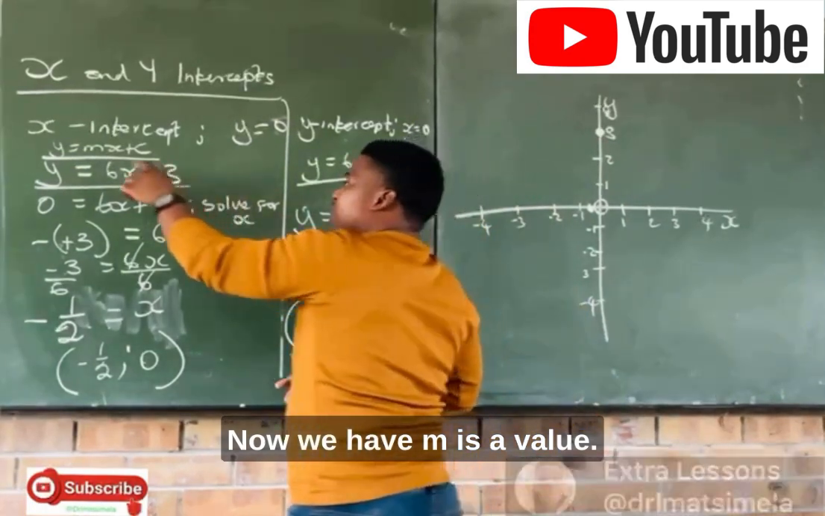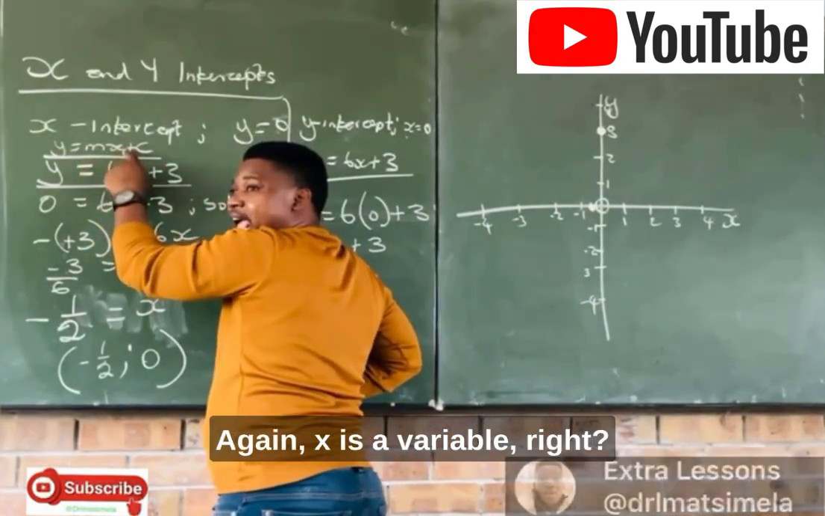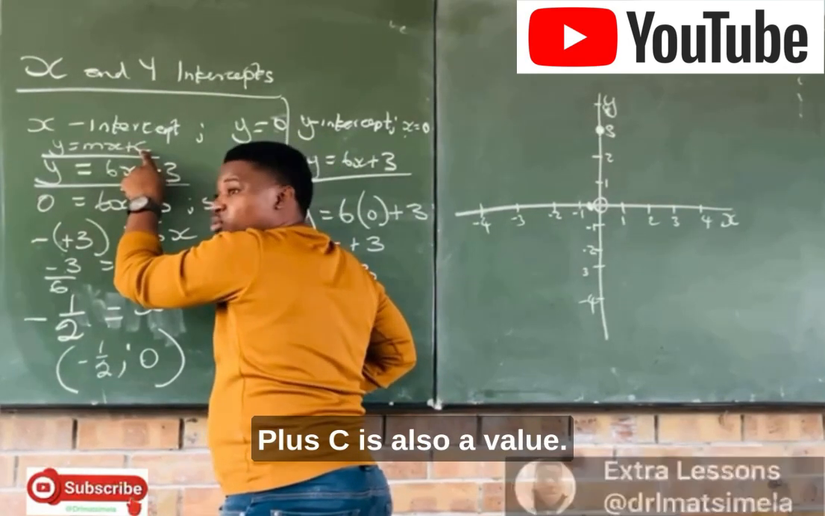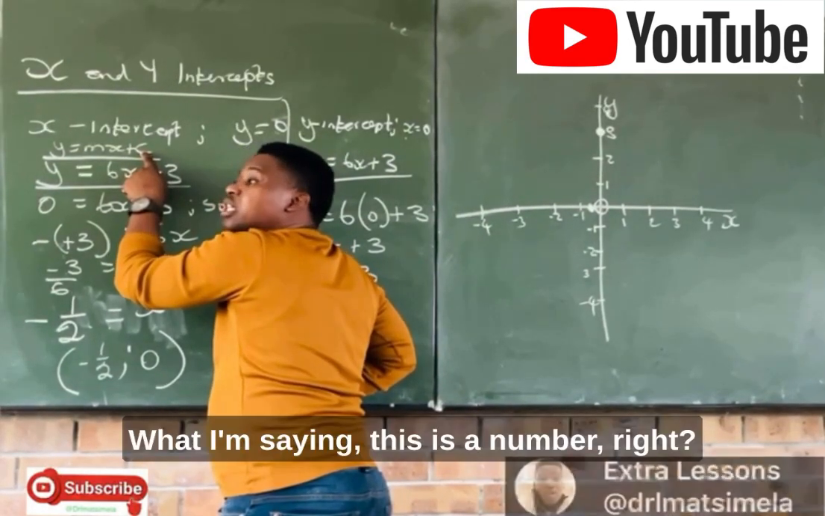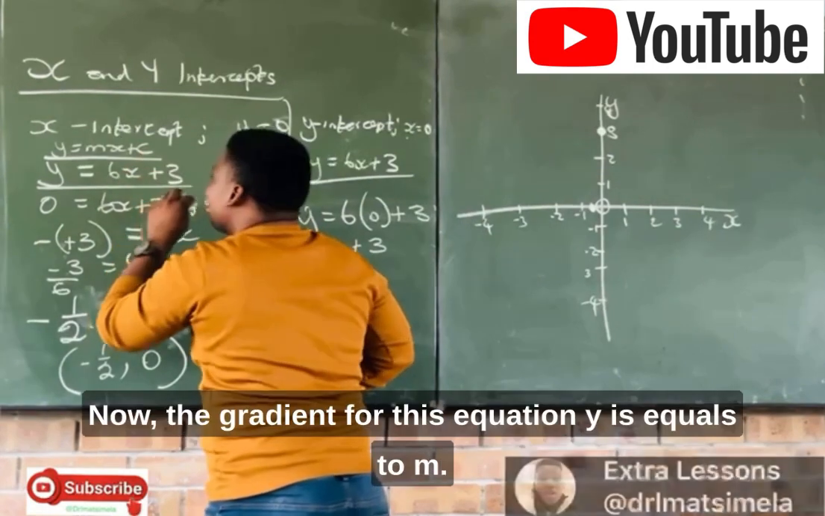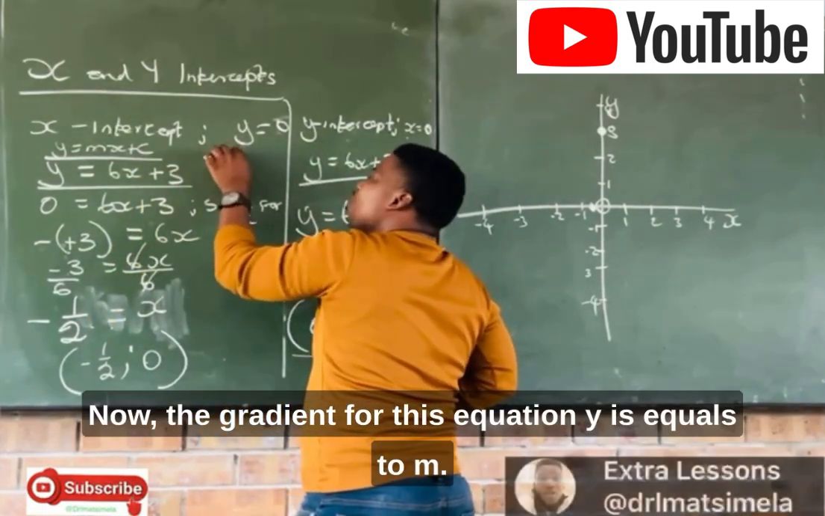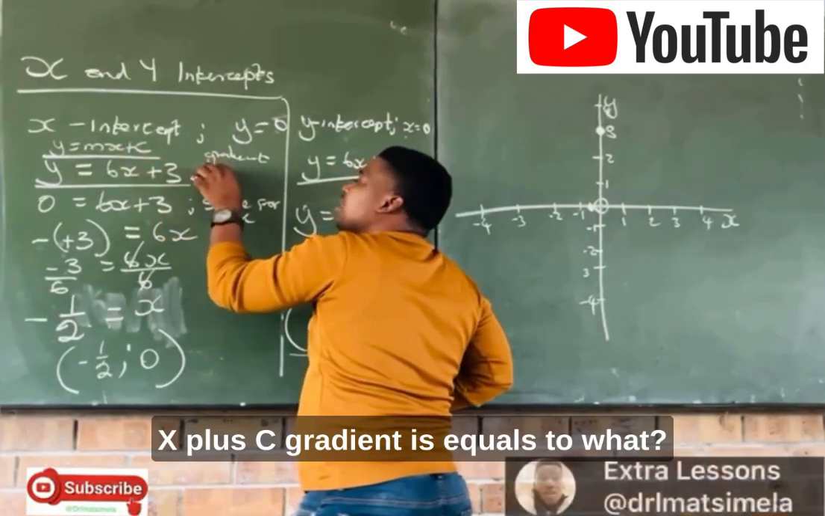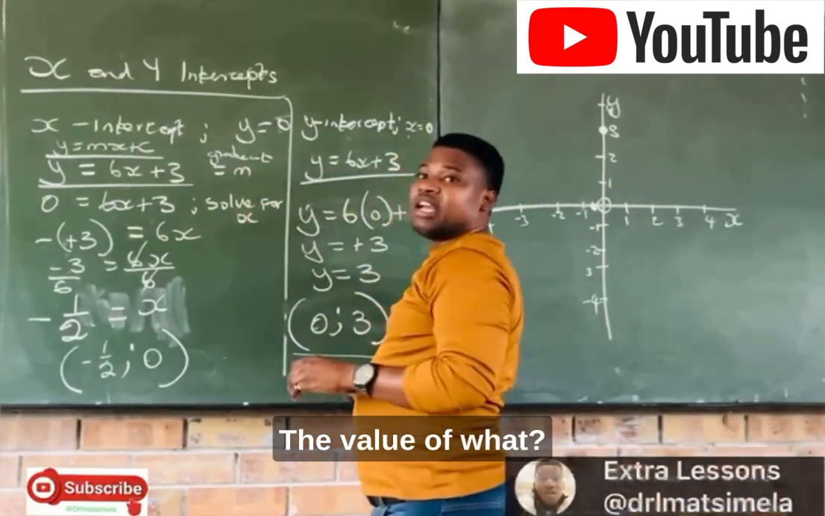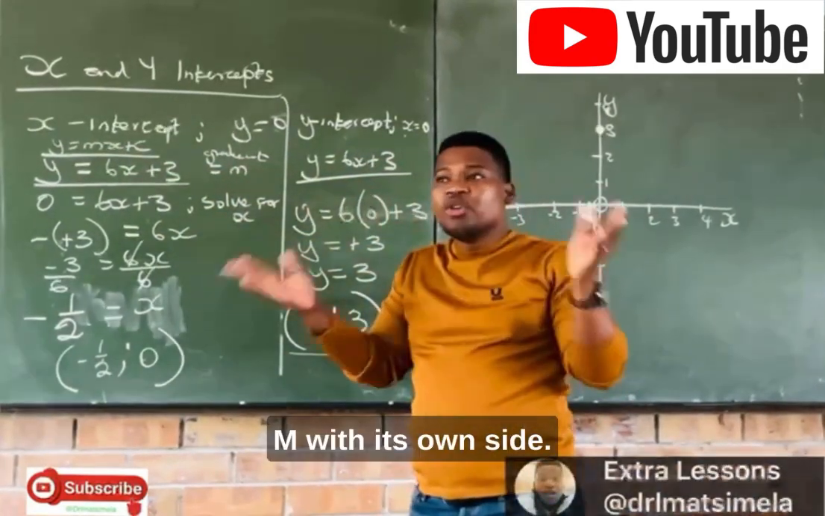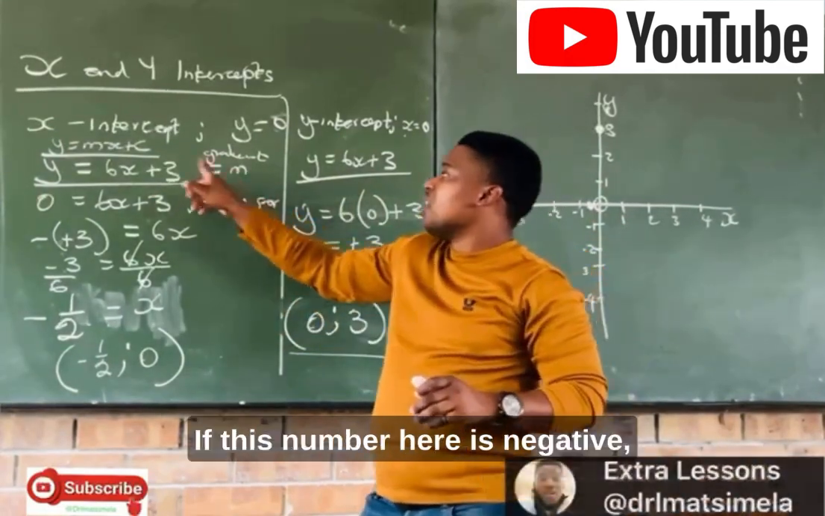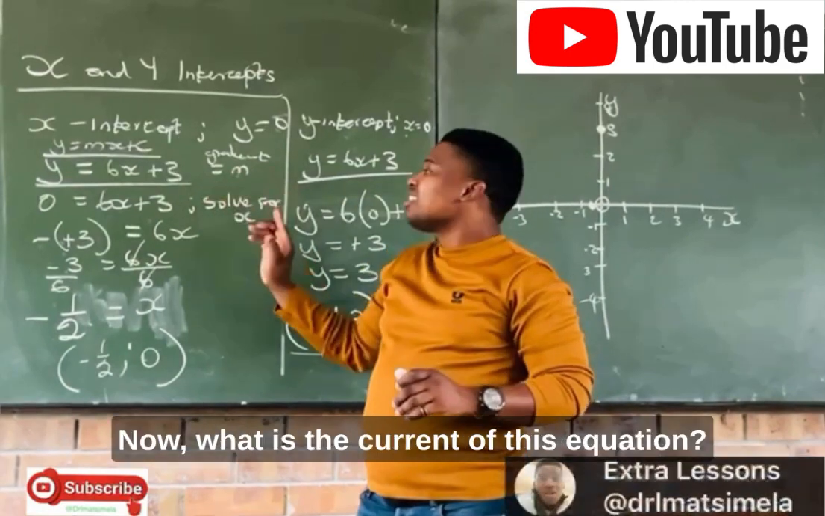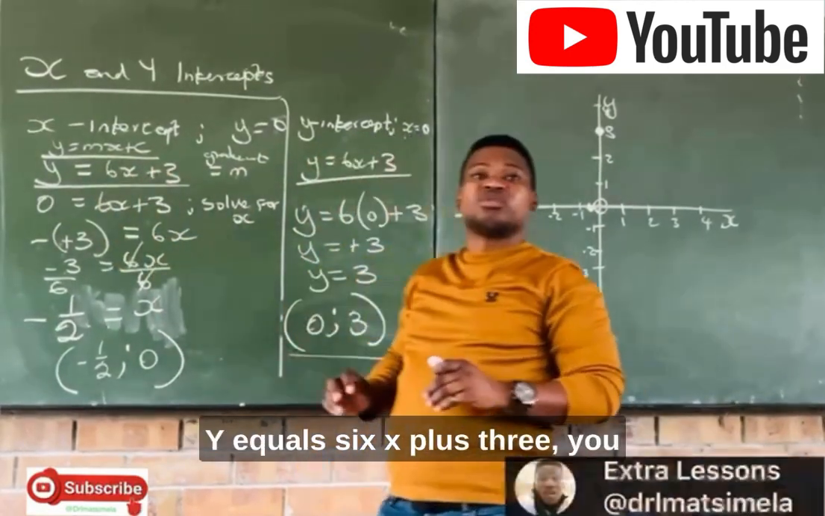Now, we have m as a value, x is the variable, and plus c is also a value. A value is a number. Now, the gradient for this equation, y is equal to mx plus c, is equal to the value of m, with its own sign. If m is negative, we take the gradient as negative. Now, what is the gradient of this equation, y is equal to 6x plus 3?